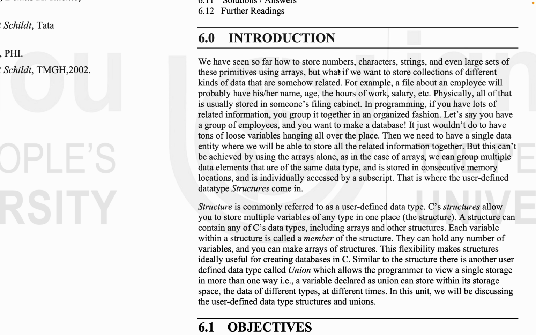We have seen so far how to store numbers, characters, strings and even a large set of these primitives using arrays. But what if we want to store a collection of different kinds of data that are somehow related? For example, a file about an employee will probably have his or her name, age, hours of work, salary, etc. Physically, all of that is usually stored in someone's filing cabinet. In programming, if you have lots of related information, you group it together in an organized fashion. Let's say you have a group of employees and you want to make a database. It just wouldn't do to have tons of loose variables for all the people.